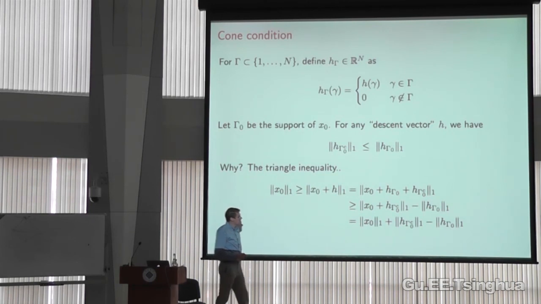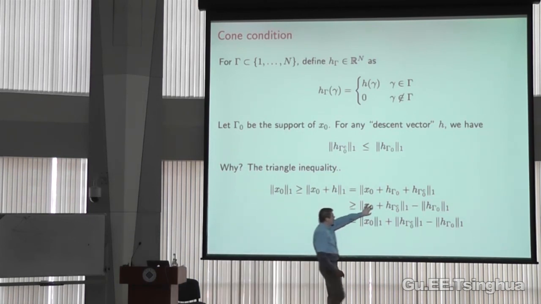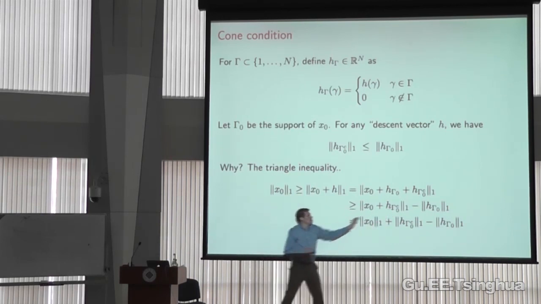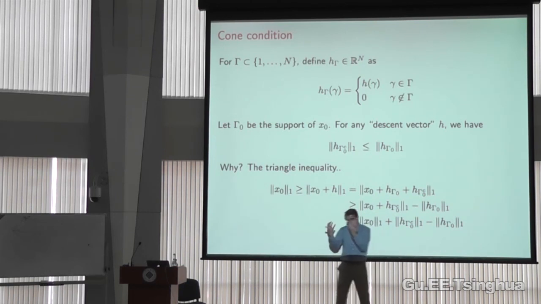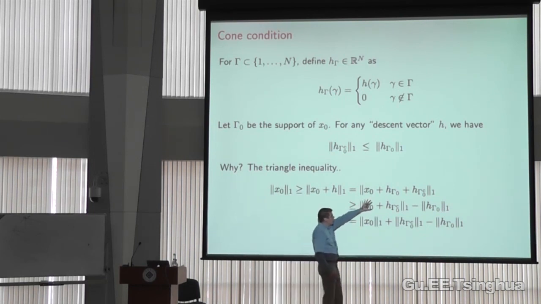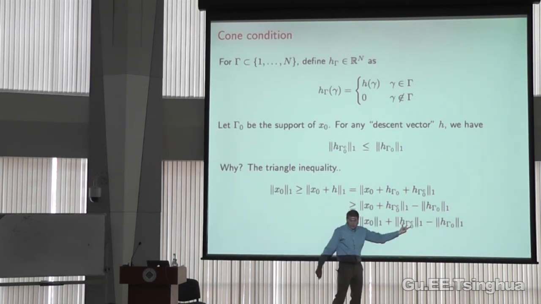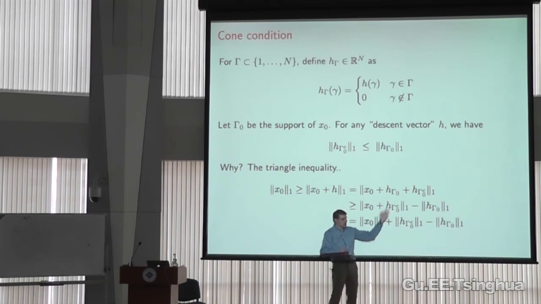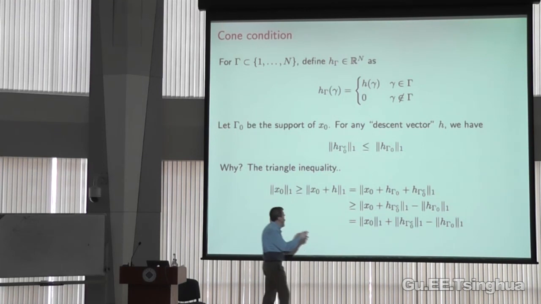And what that says, since these two things are disjoint, so x naught is supported only on gamma naught, and by definition h gamma naught complement is supported on the complement of gamma naught. Since those two vectors are disjoint, and I look at their L1 norm, I can just separate it into the sum of their L1 norms. This is simply because these two vectors have disjoint support. So this is what we get, and that's exactly the content here.